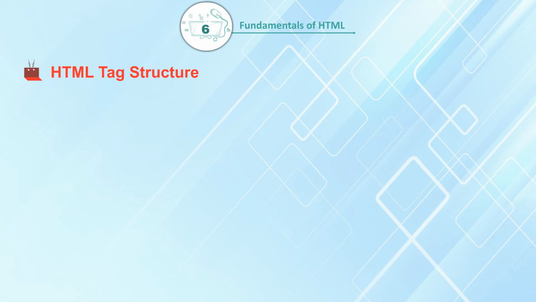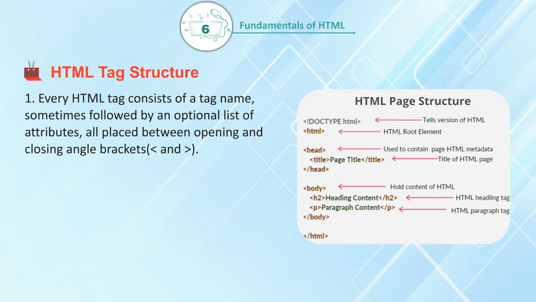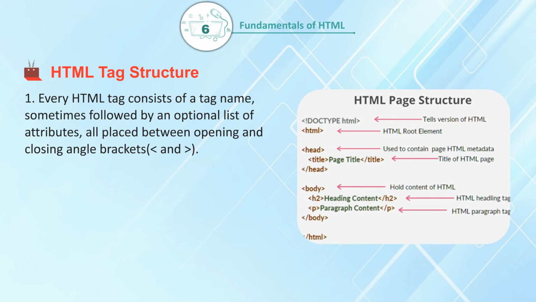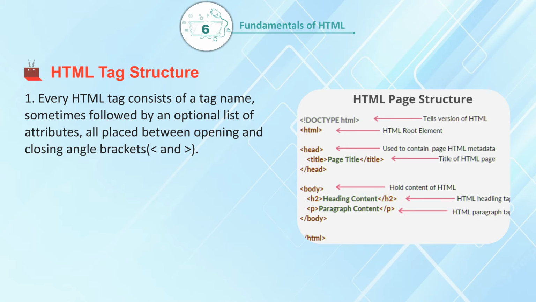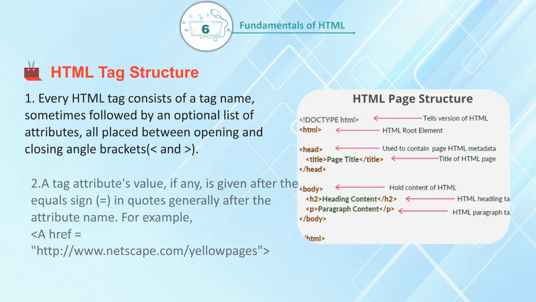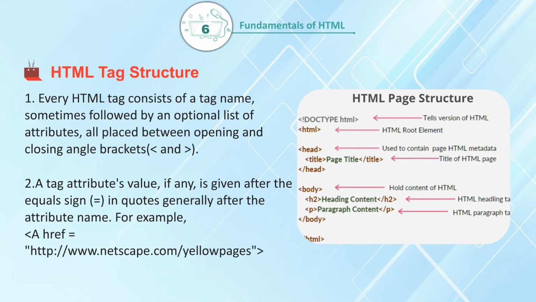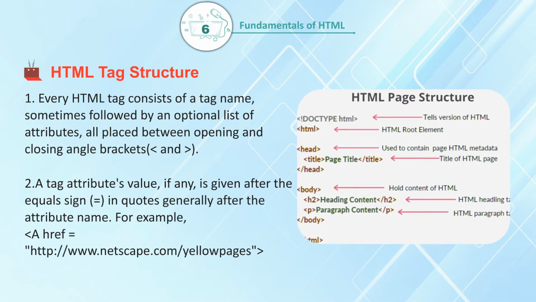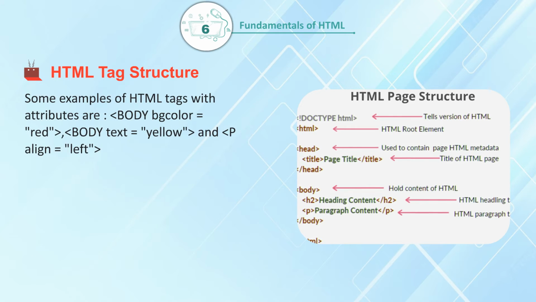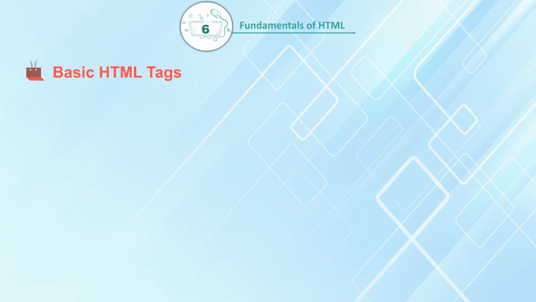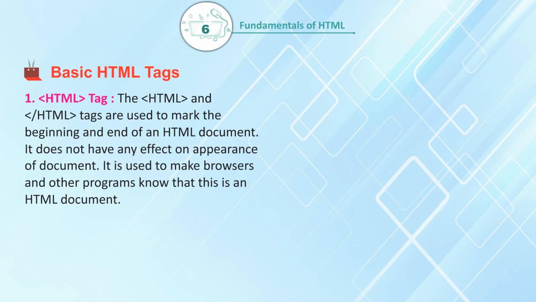HTML tag structure. Every HTML tag consists of a tag name, sometimes followed by an optional list of attributes, all placed between opening and closing angle brackets. A tag attribute's value, if any, is given after the equals sign, generally in quotes, after the attribute name. Some examples of HTML tags with attributes are shown.